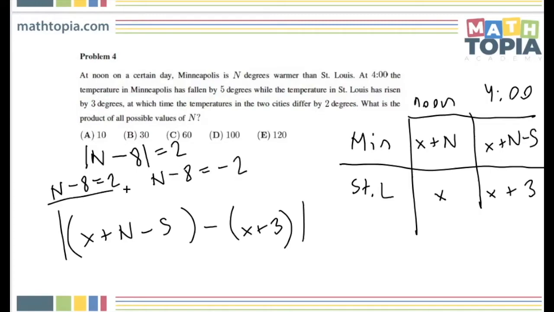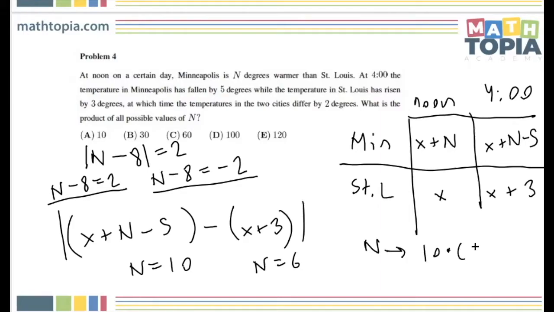So that means n minus 8 is equal to 2, or n minus 8 is equal to negative 2. In this case, n would be equal to 10, and in this case, n would be equal to 6. So the product of all possible values of n would be 10 times 6, which gives us 60. C.